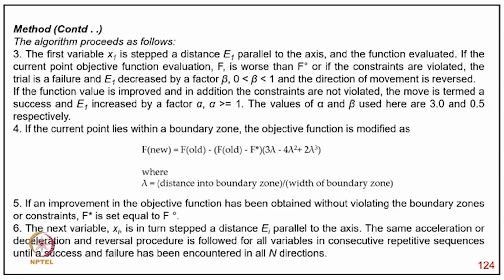So coming to the current point, to find typically the objective function f new equal to f old minus f dash as a function of this, where lambda is the distance between the boundary zone.